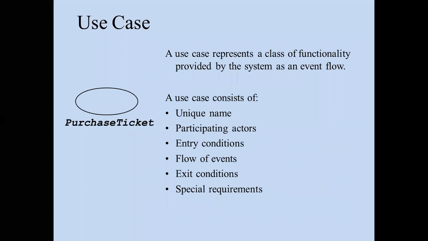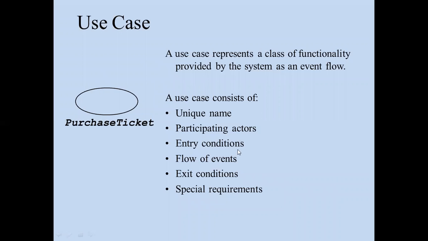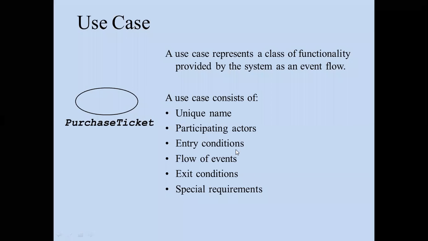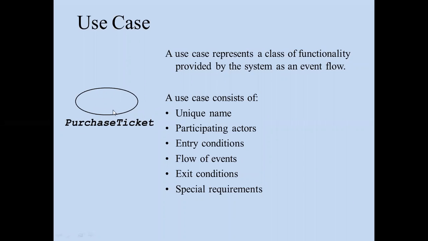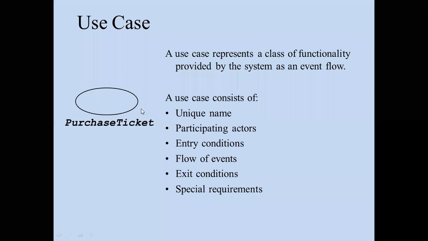Then use cases. Here you can see the use case, purchase ticket. A use case represents a class of functionality provided by the system as an event flow. A use case consists of a unique name, participating actors, entry conditions, flow of events, exit conditions, and some special requirements. These are your use cases for that system.